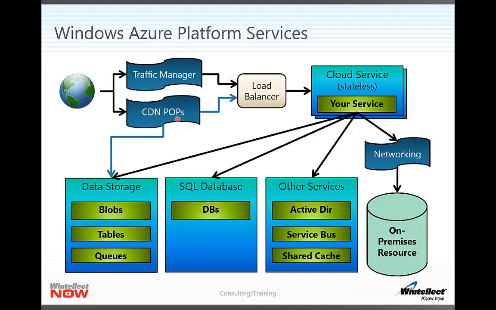The last thing that I'd like to mention here on the slide is the CDN POPs. The CDN stands for Content Delivery Network, and POPs stands for Point of Presence. I mentioned earlier that Windows Azure has 8 data centers around the globe. That is true. But Windows Azure also provides a content delivery network service. And the content delivery network service uses approximately 24 data centers around the globe.